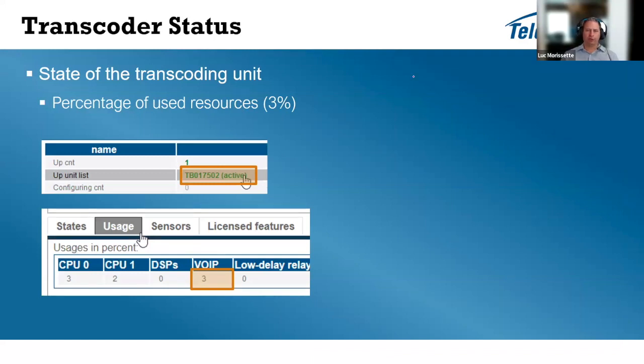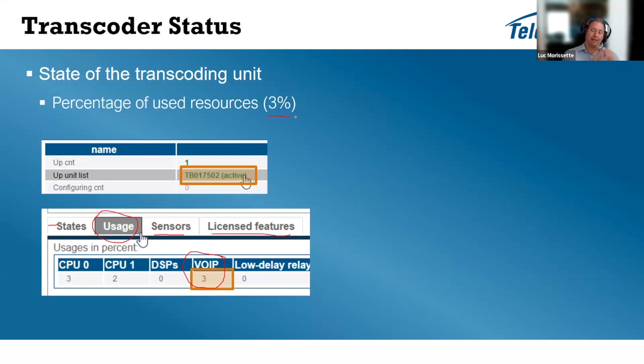One more thing I want to show here is that when you click on your transcoding device, you have multiple things here. You can choose. You have sensors here for temperature, voltage on the systems. You can see what are the licensed features. In the case of a transcoding device, it will only be voice over IP resources for transcoding. But the one interesting thing here is the usage of the voice over IP resources for the transcoding. In this case, if you see 3, you know that there's 3% of the resources that are used.